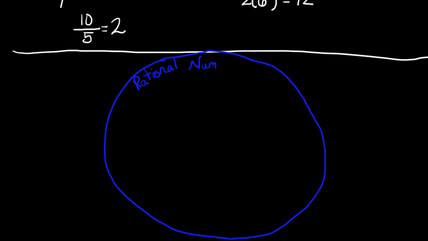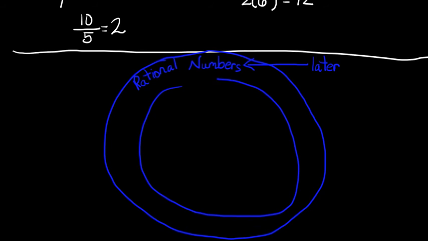Now, all of the rational numbers we're going to discuss later, not today. But I need to show you those to show you that within rational numbers you have another group of numbers called whole numbers. And within that group of numbers, you have another group called natural numbers.